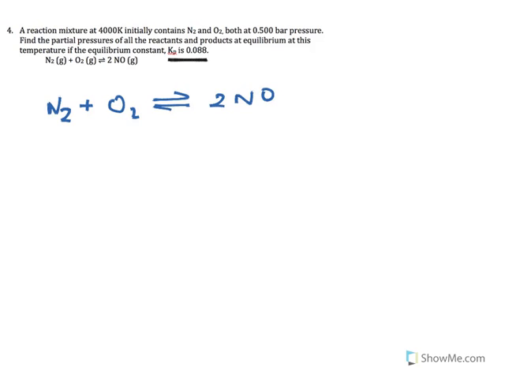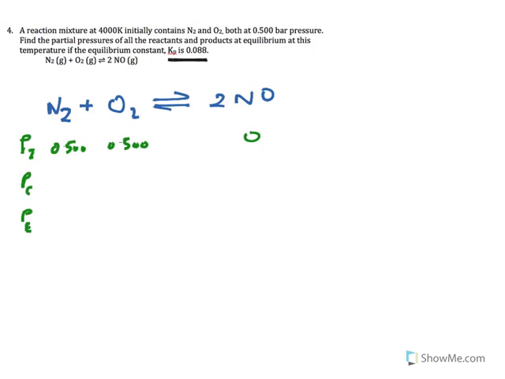Next, our ice table setup would have partial pressures, so we'll have PI, PC, and PE. Now initially we have 0.500 bar pressure for both the nitrogen and oxygen, so we're going to have 0.500 and 0.500 initially, but then we do not know anything about the product initially, so it's going to be 0 in terms of partial pressure.